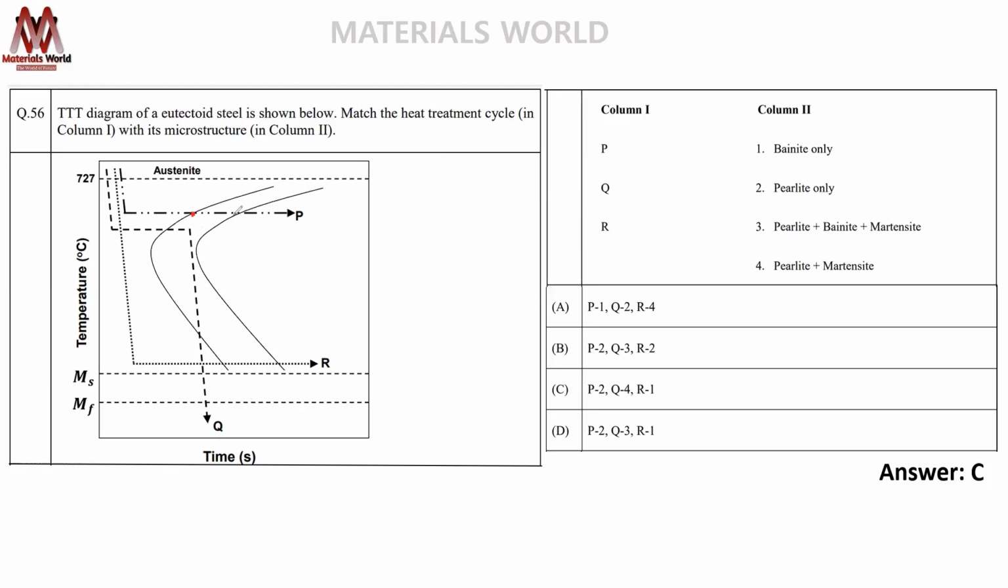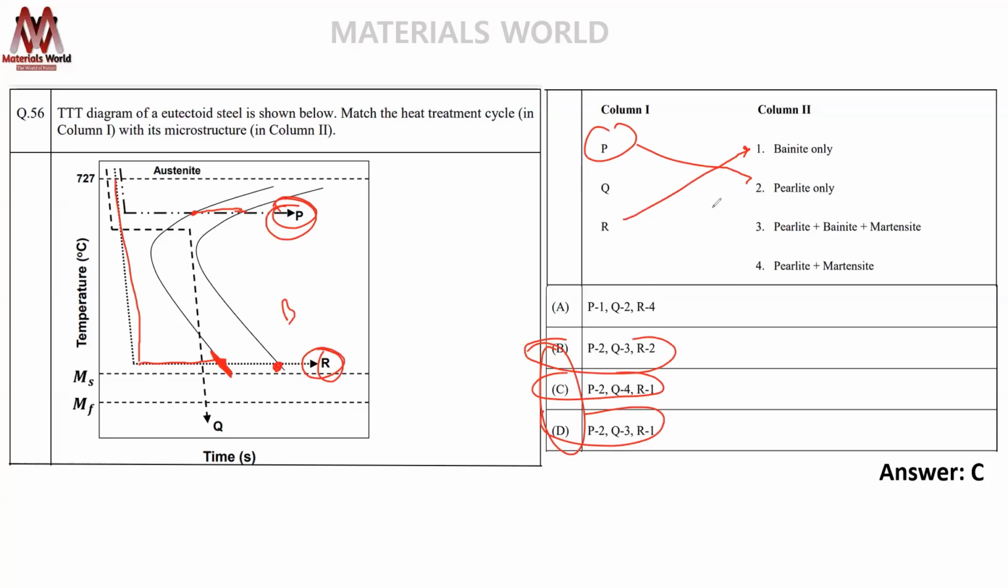Now let's see here. This austenite is getting converted into 100% pearlite. So P will give you 100% pearlite. P is 2. This, and this, all could be the answer. Now, if you see R, you're in the austenitic region, and then you start the transformation. It is touching this starting line. You start the transformation of bainite, and you finish also. So 100% bainite. So R will give you bainite only. So R is 1. That means this could not be the answer. It could be either C or D.